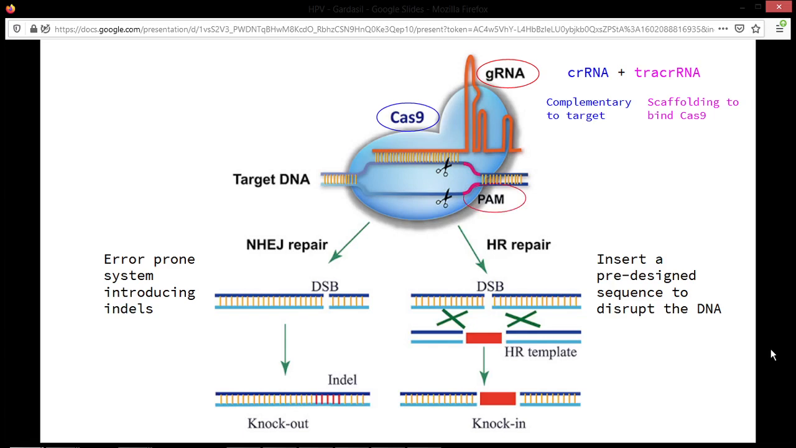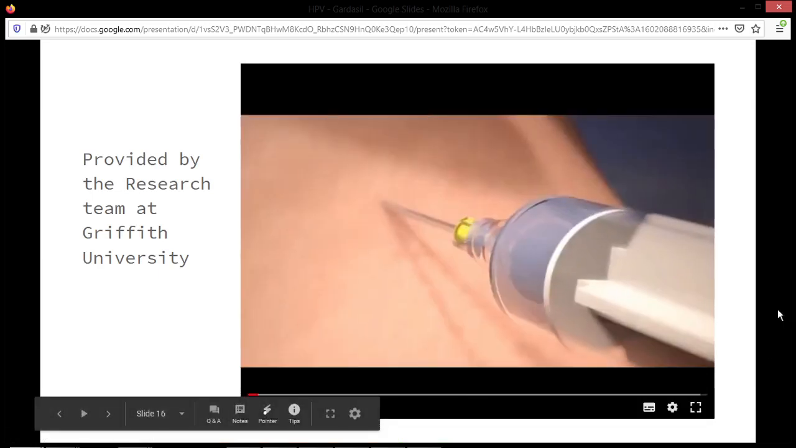Following cutting, there are 2 strategies for editing. One is non-homologous end joining, which is a very error-prone system that generates indels at random sites to disrupt the reading frame. The other is homology-directed repair, where researchers would supply a pre-designed sequence to insert for disrupting the DNA. So the CRISPR-Cas9 vesicle will enter the blood and then enter the target cell. The Cas will cut and modify the gene, and here we can see deletions.